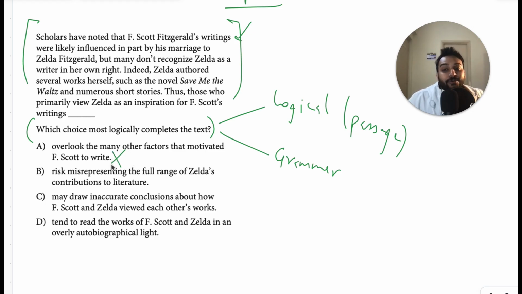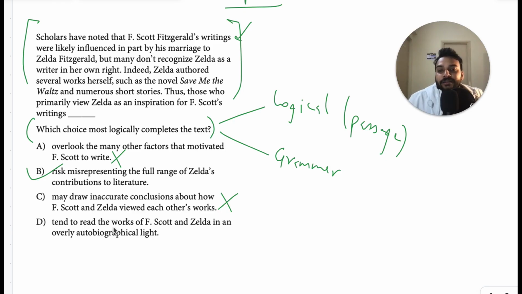Don't think extra, don't invent information, don't overthink. Nothing's written directly, this option is wrong. B, risk misrepresenting the full range of Zelda's contributions to literature. Makes sense. Zelda herself was an author. So this makes sense. May draw inaccurate conclusions about how F. Scott and Zelda viewed each other's works. In the whole passage, do we have any information about what were the opinions of Zelda on Scott's work or Scott's opinions on Zelda's work? No, we don't have. Wrong.